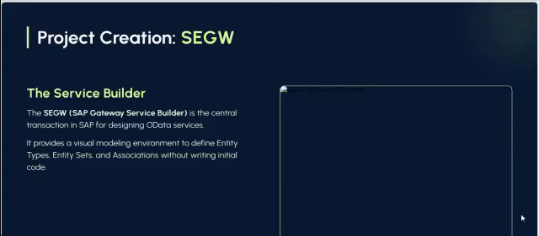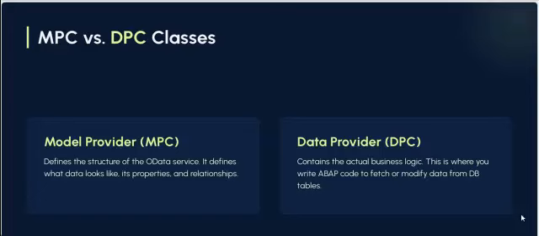Let's look closer at those runtime classes. The MPC, or model provider class, defines the structure. It tells the system what the data looks like and how it relates. The DPC, or data provider class, is the engine. This is where you write the actual ABAP code to fetch or modify data from your database table.